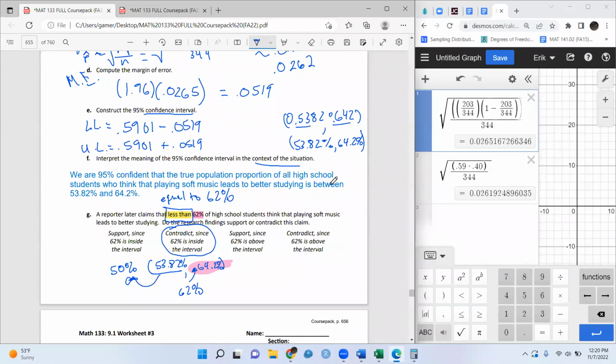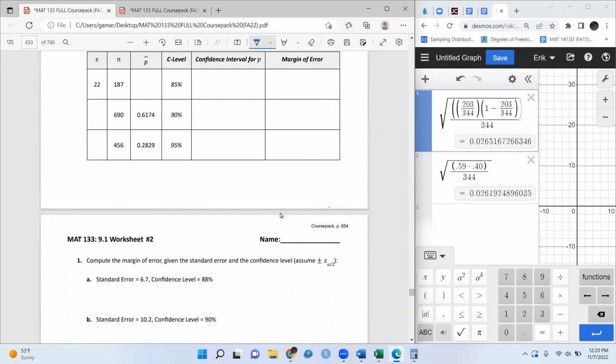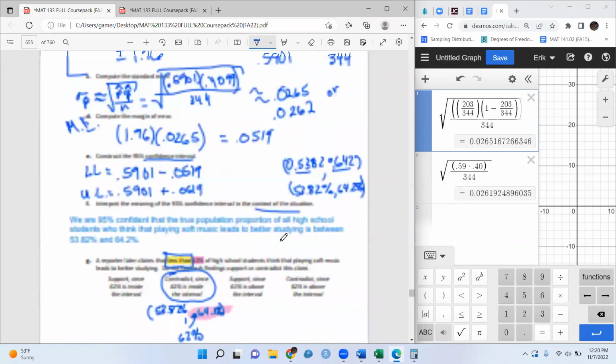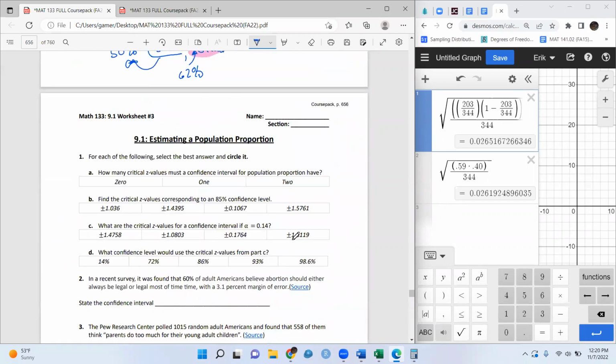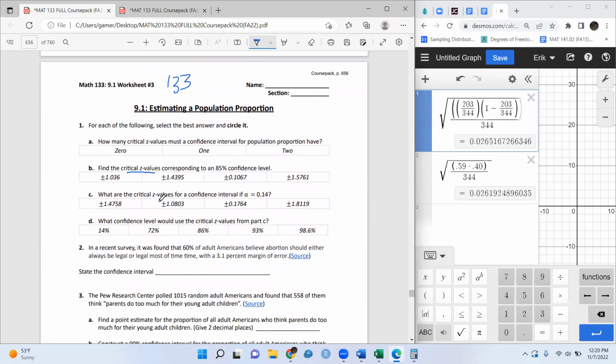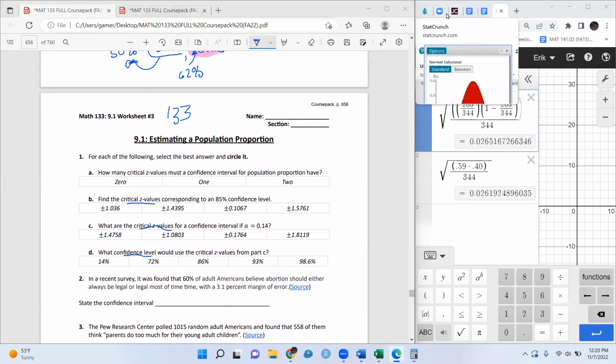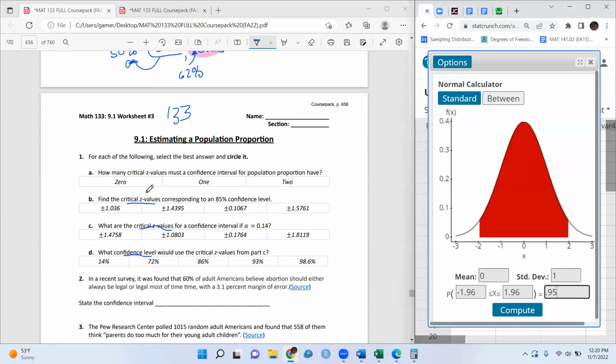Okay. Nice. We got the worksheet for 033 done. Now, let's see how well you know this with the 133 worksheet. So this first one, question number 1, I'm going to give you 5 minutes to work on it. Note you are finding critical Z values. And then this one, you're finding the confidence level. So my hint is you're going to do most of this stuff in StatCrunch except for D. You don't need StatCrunch. You just need that the C level is equal to 1 minus alpha.